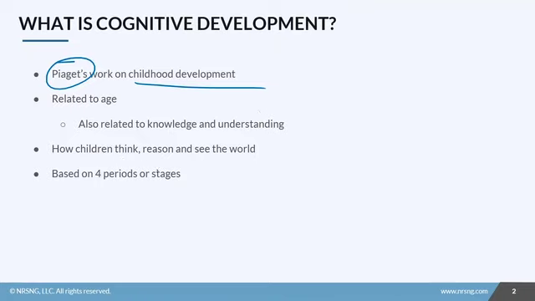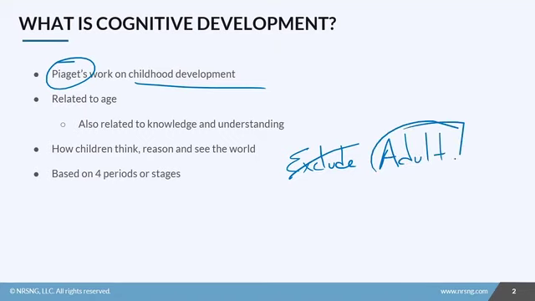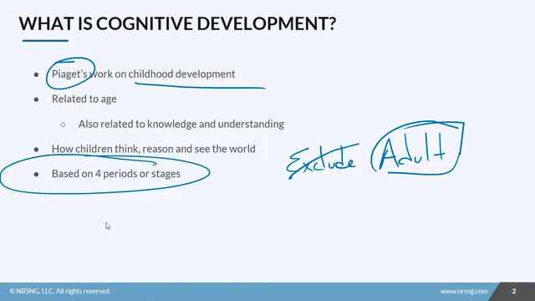And it doesn't exclude our adult patients, but what it does is it helps us to maybe understand them and gives us some insight into how they developed, and it helps us to predict patterns and maybe how they might respond to care. And Piaget's work really focused on 4 stages or periods, and we're going to cover those in this lesson. So let's get started.